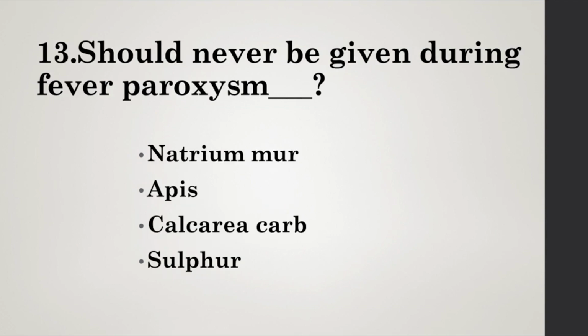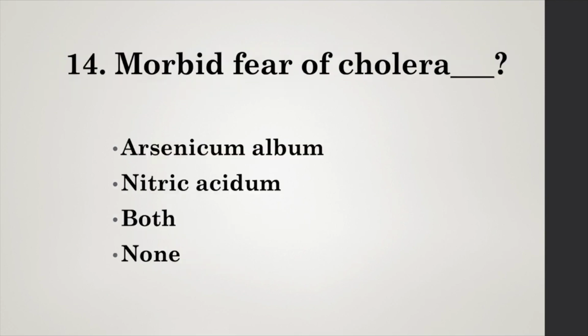Should never be given during fever paroxysm. Options: natrum mur, apis, calcarea carb, sulfur. Answer: natrum mur. Morbid fear of cholera. Options: arsenicum album, nitric acidum, both, and none of these. Answer: both.